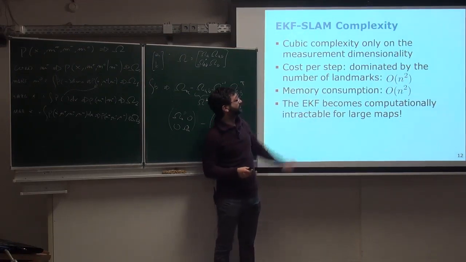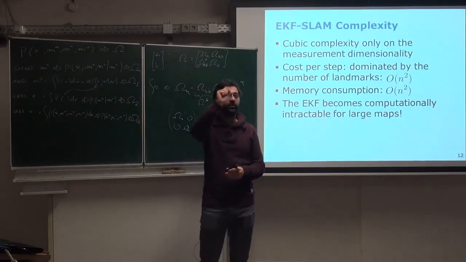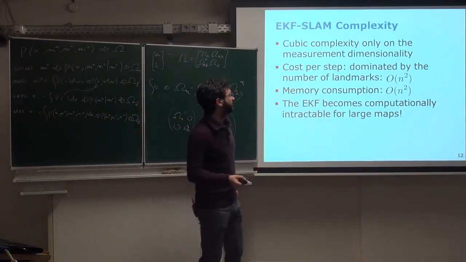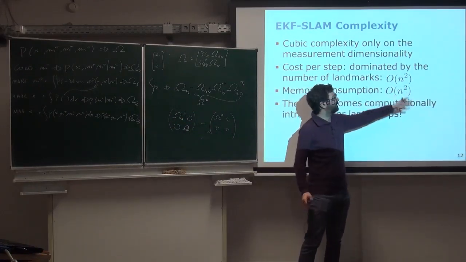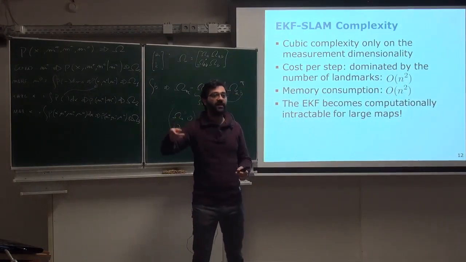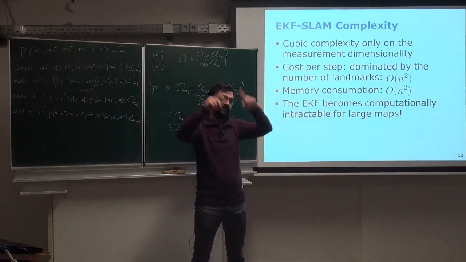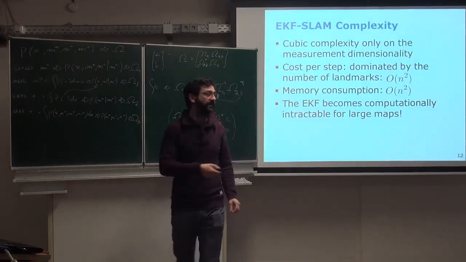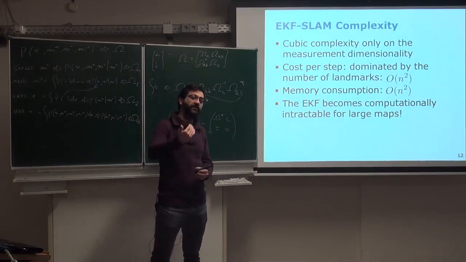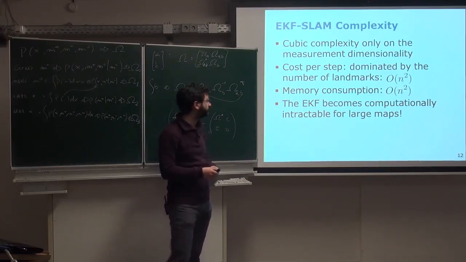Exactly. And the same is for the memory consumption, because we have to store all these numbers somewhere, and this is n square numbers. So this is just O of n square. In practice, this will be 3 times 3, 9, plus 2n squared, so 4n squared. But when we talk about asymptotic complexity, the only thing that actually grows is the number of landmarks over time, because the pose will not change over time.